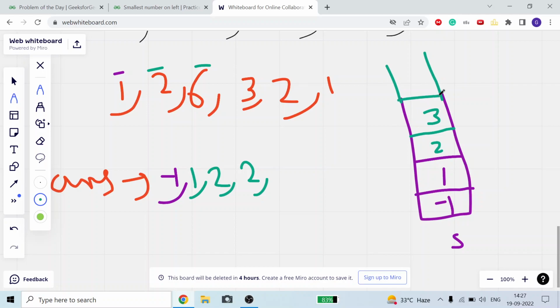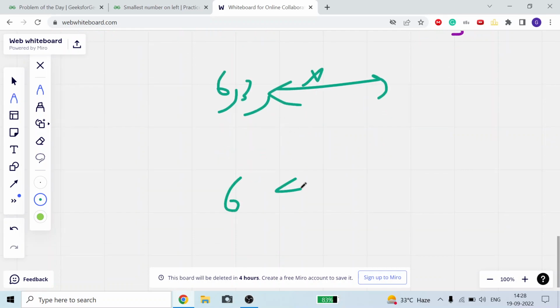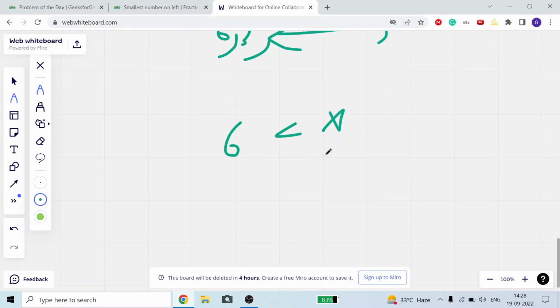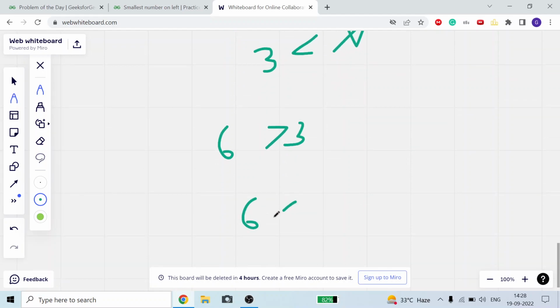Now let's suppose there is a number behind this. Suppose it is 6, then 3, and then suppose there is any number x. Now if I am saying 6 is my answer for a current x, it means 6 is less than x. If 6 is less than x, I can say 3 is also less than x, because 6 is greater than 3, but 6 is less than x.